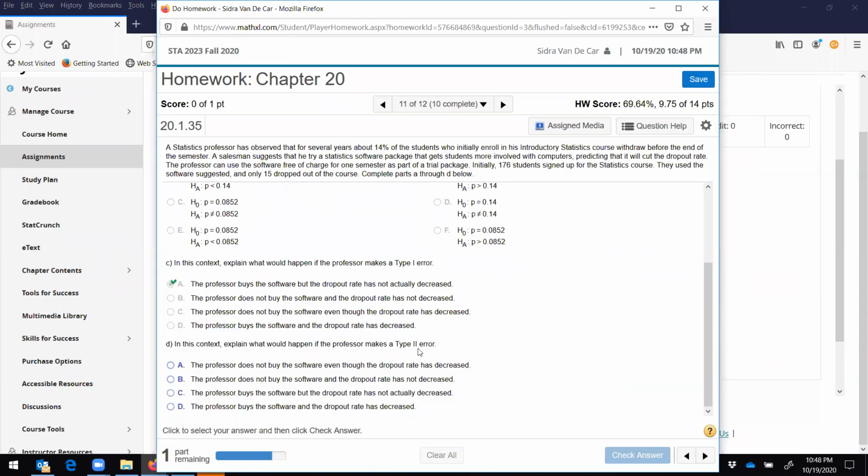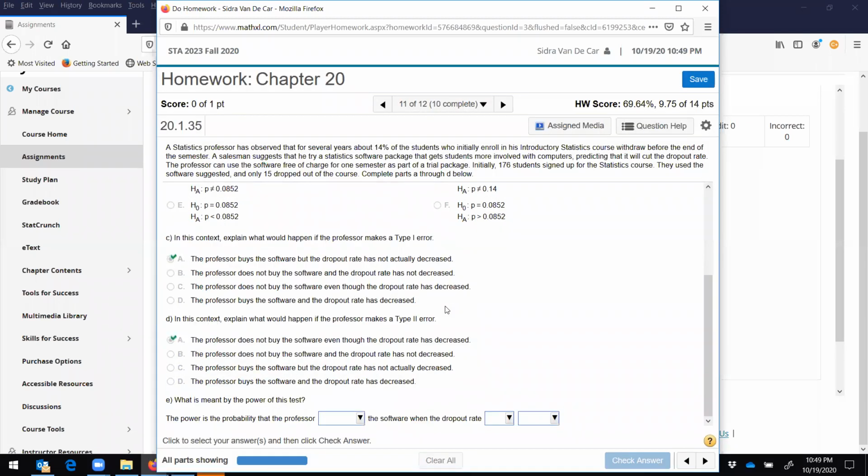All right, so a type 2 error would be we don't buy the software, but it really would have decreased the dropout rate, right? What is meant by the power of the test? The power is the probability that the professor buys the software when the dropout rate has really decreased.